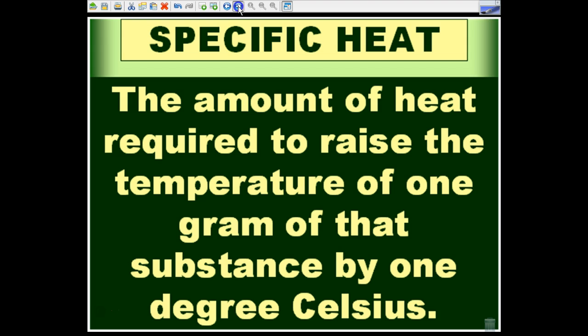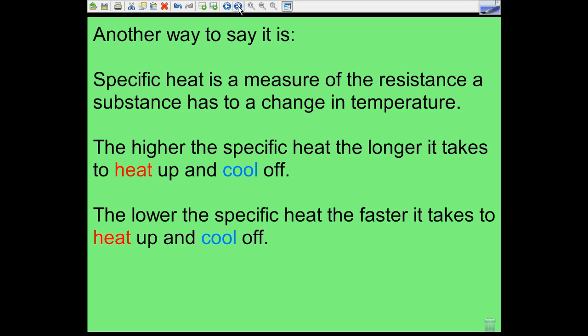There's another way to say it. You're basically looking at specific heat as a measure of the resistance a substance has to a change in temperature. The higher the specific heat, the longer it takes to heat up and cool off. The lower the specific heat, the faster it takes to heat up and cool off, which is kind of awkward phrasing on my part. I should say maybe the shorter it takes to heat up and cool off.